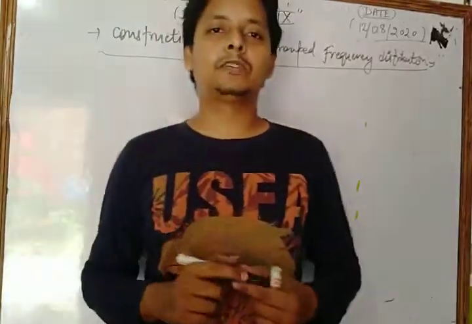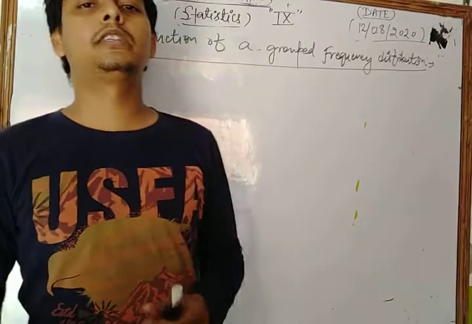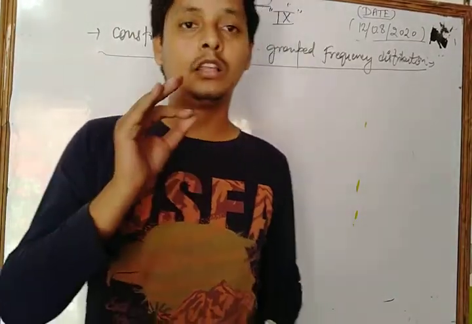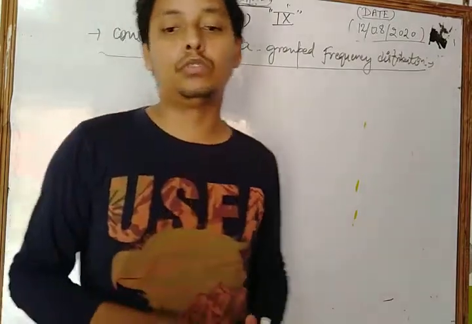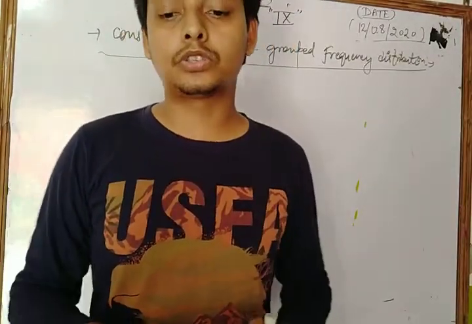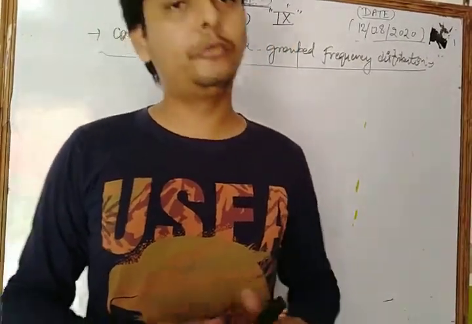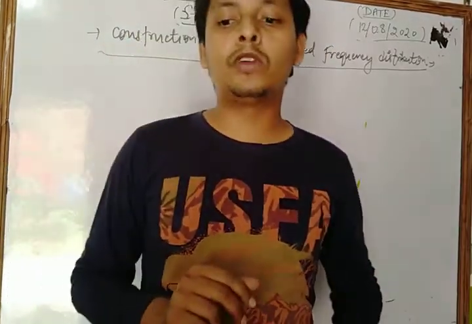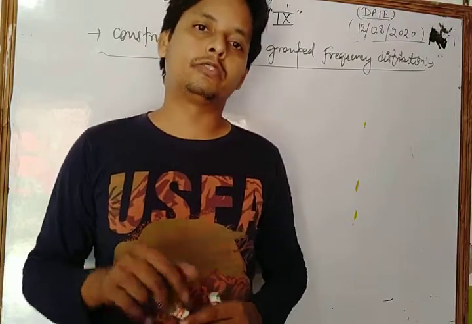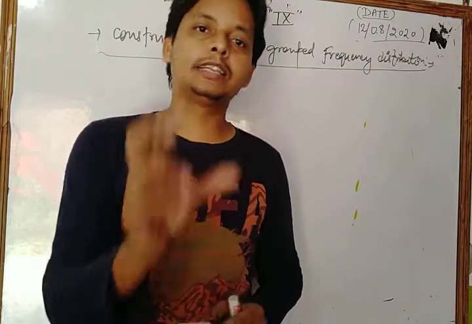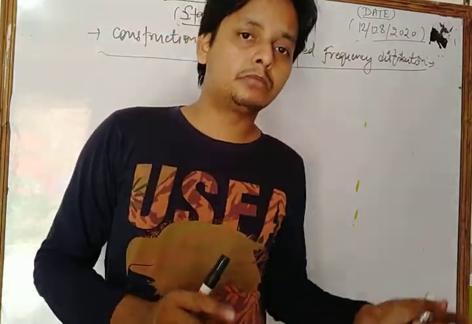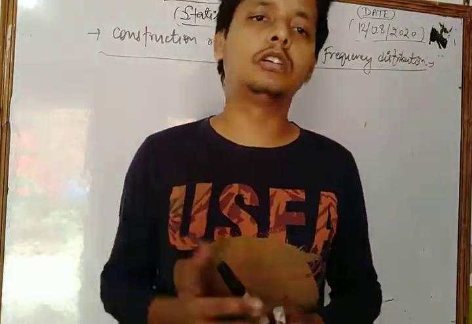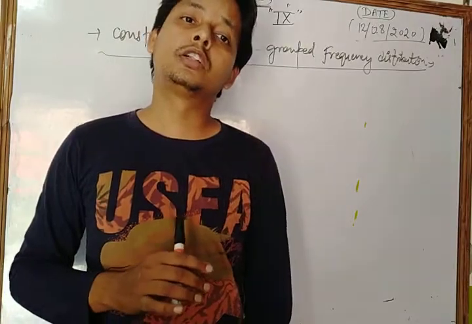Dear students, in that type of construction we follow some basic steps, so please listen carefully. First of all, in the construction of a grouped frequency distribution, we determine the maximum and minimum value of the variate occurring in the data. First of all, we find the minimum and maximum value of the variate in the given data.